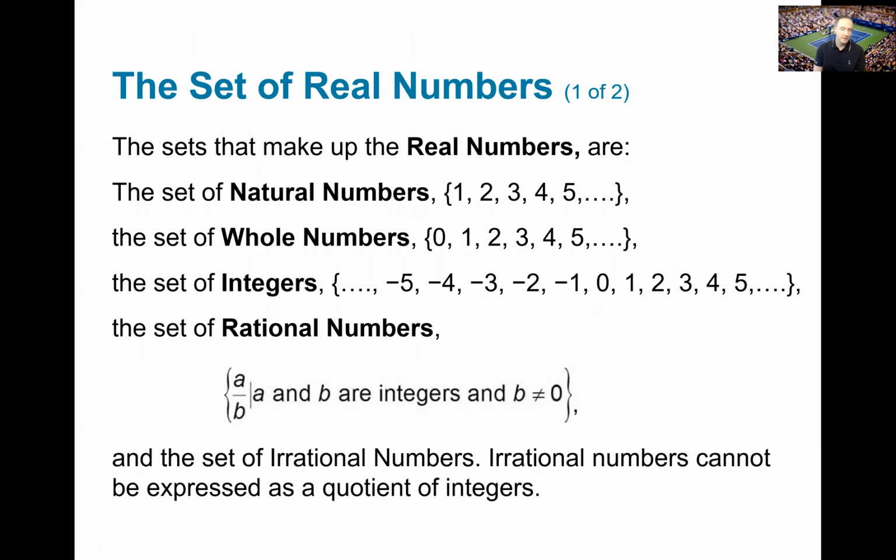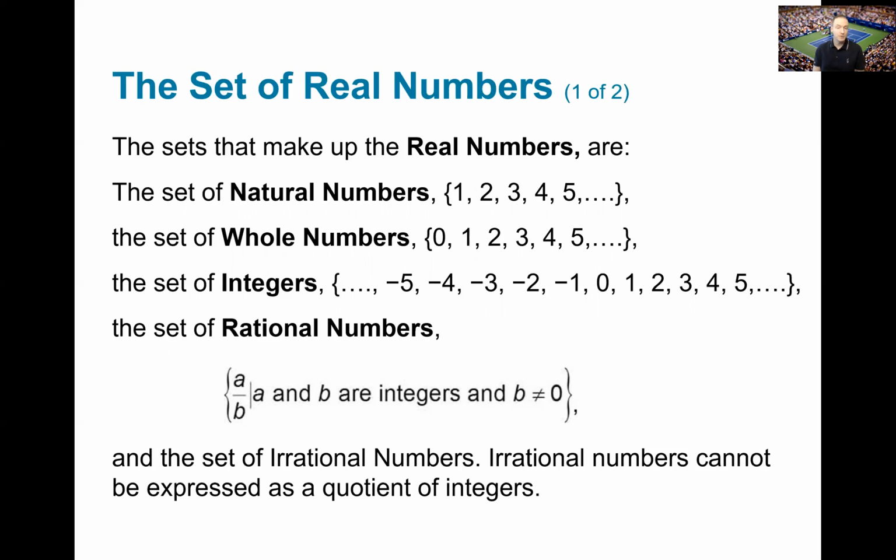Now, all of these are subsets of real numbers. The number system is broken up into real numbers and imaginary numbers. We will definitely be dealing with imaginary numbers later on, where you have the square root of a negative number. But for now, mostly we'll be dealing with the real number system.